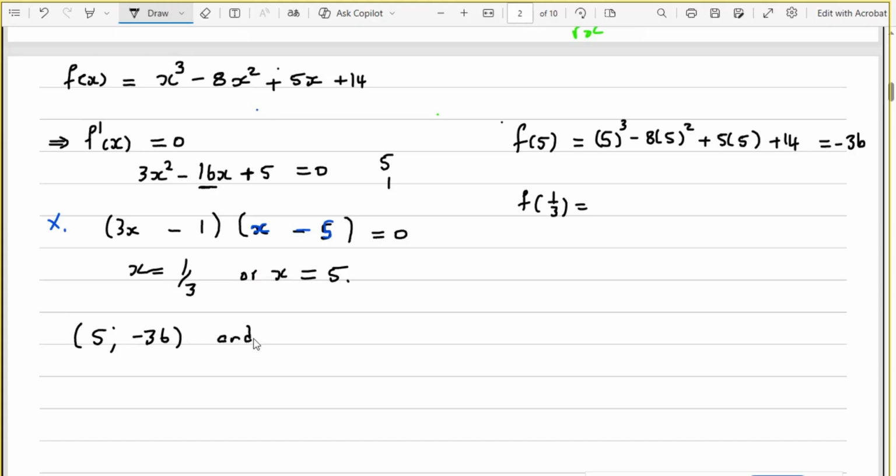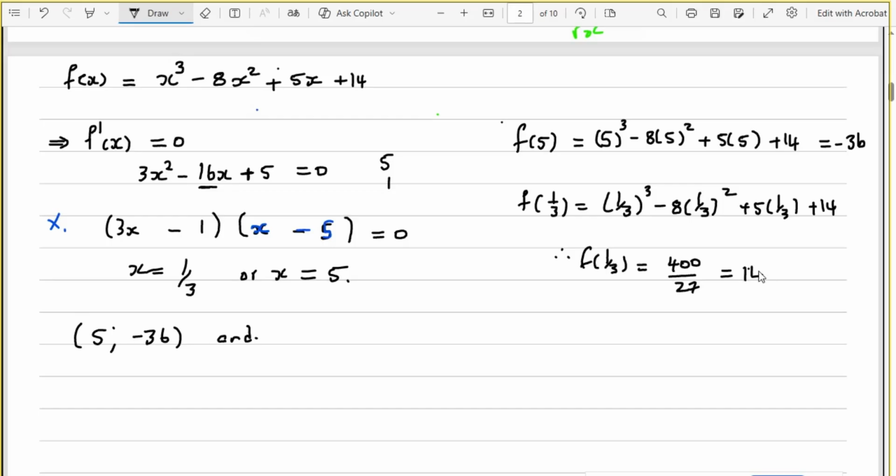Then what is the next one? This is 1 over 3, plus 40. Therefore, what do you get? Should I give it to you in fraction form or decimal form? I think fraction is fine. Okay, so I get 400 over 27. Then in decimal form, rounding it off, it's 14.81.